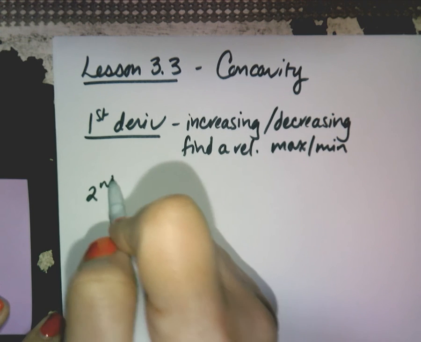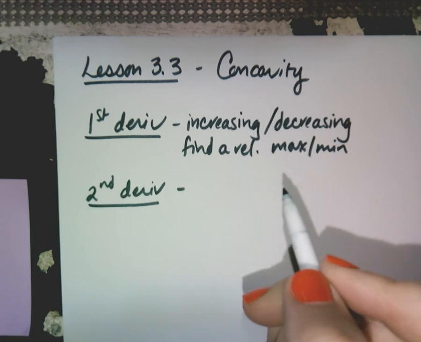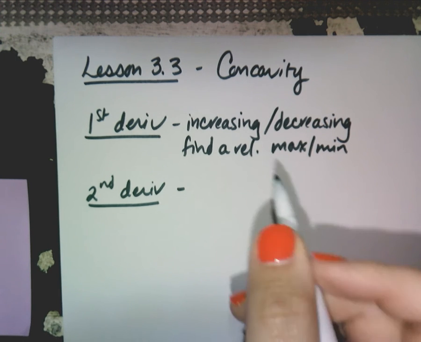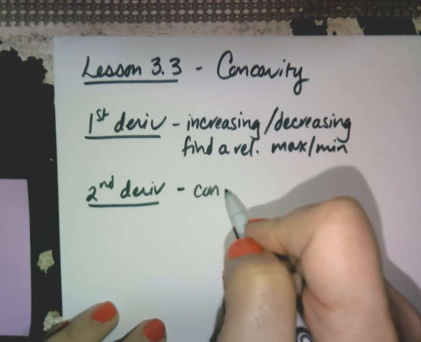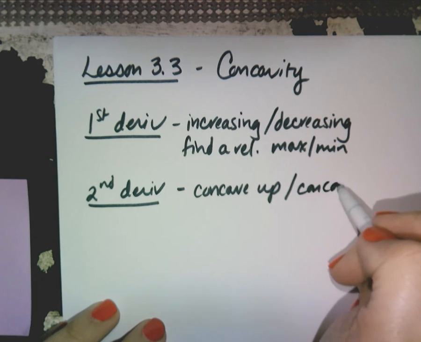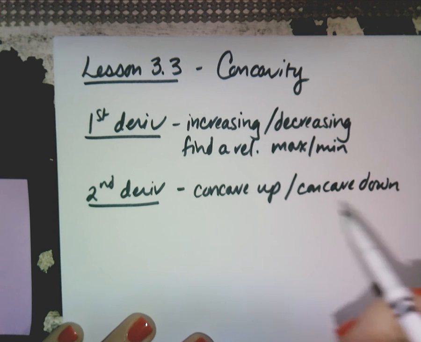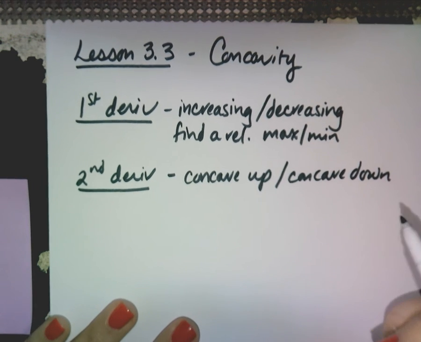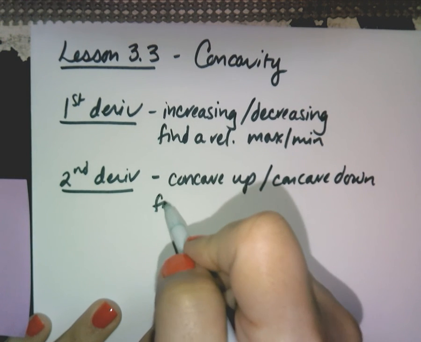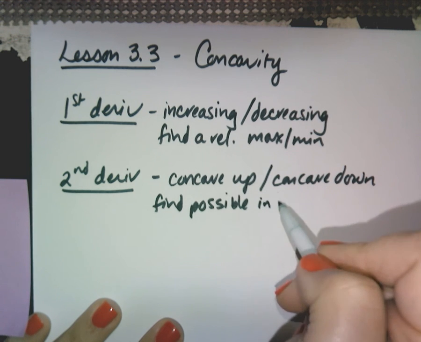Today, we're going to talk about what the second derivative does. The second derivative actually helps us determine where the function is concave up or concave down, and I'll explain what that means in a minute. Concave up or concave down. It also helps us find possible inflection points.